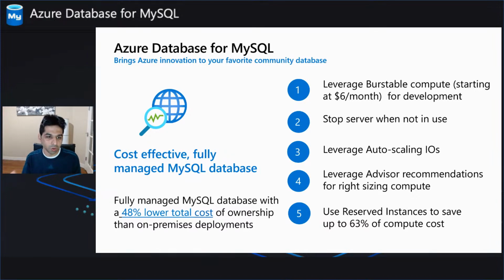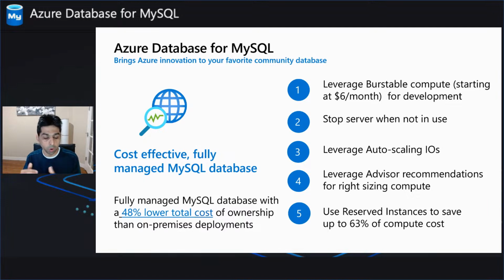Third, leverage auto scaling of IOPS. This is one of the new features which we have recently released, where you pay for the IOPS you consume on demand, as opposed to paying for the IOPS which is provisioned but may not be utilized. Fourth, you leverage the advisor recommendations for right sizing your compute. The service will provide you recommendations if you are underutilized or overutilized, and if the compute is right sized. Accordingly, you can choose the right compute SKU and pay for what you use.